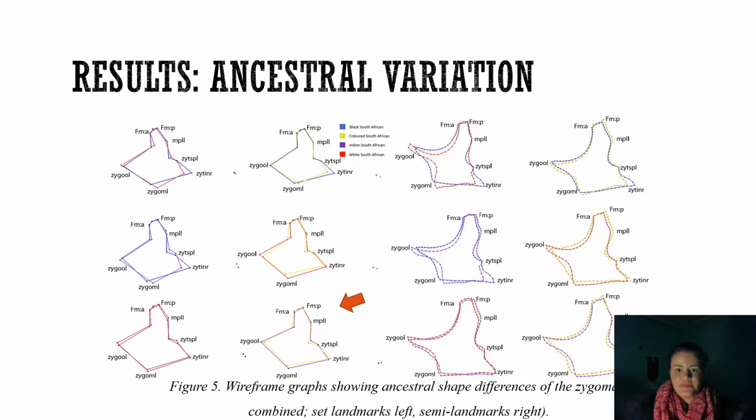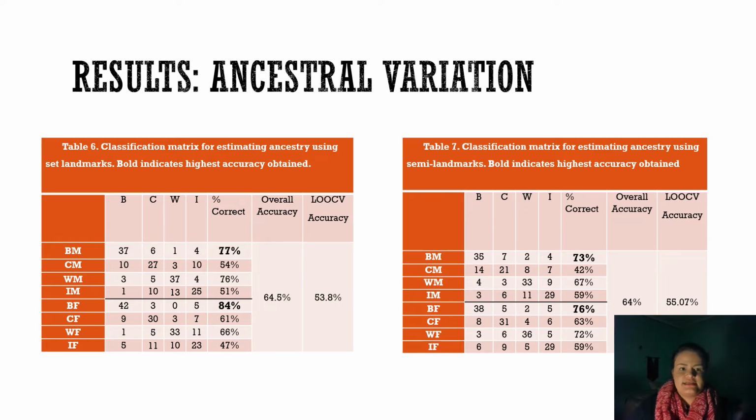And lastly, colored and Indian South Africans revealed similar wireframes except where the colored South Africans indicated a more superiorly projecting frontal process and a slightly more posteriorly projecting zygomaticotemporal suture. A discriminant analysis was conducted to assess the discriminatory strength of the landmarks and semi-landmarks when used to estimate ancestry with the sexes pooled. Both males and females were combined, and only ancestral variation was assessed. All 26 PC scores were used and accounted for 100% of the variation.